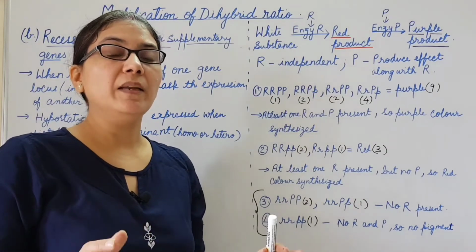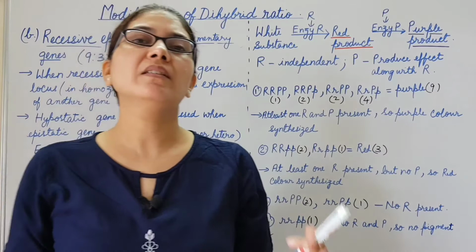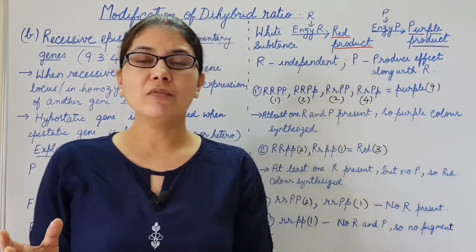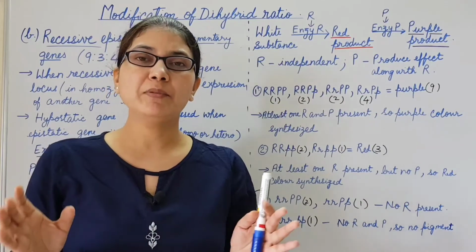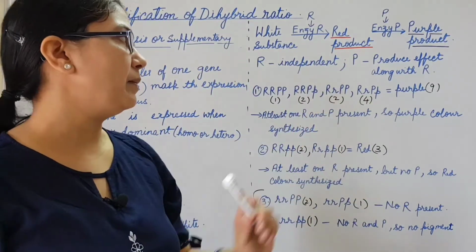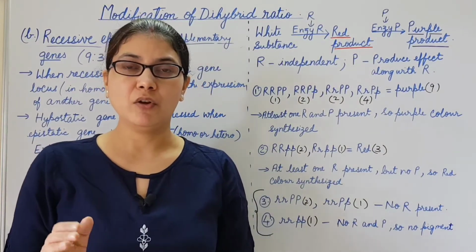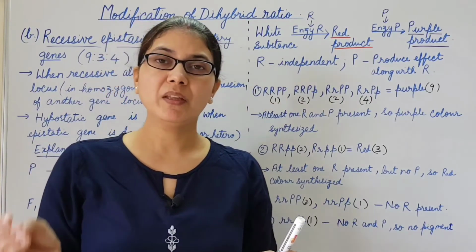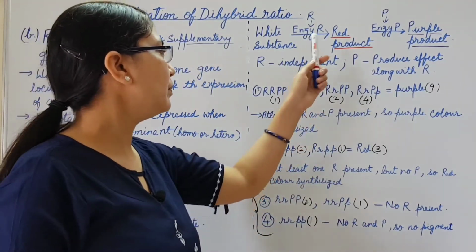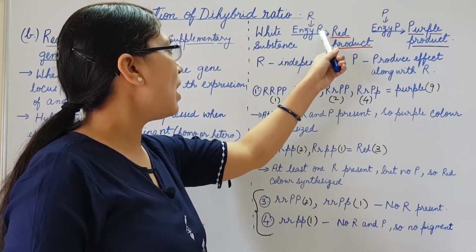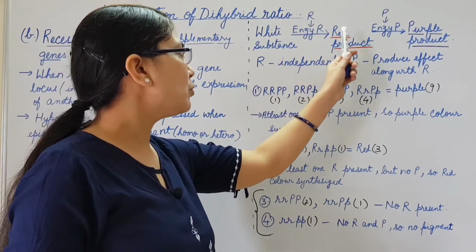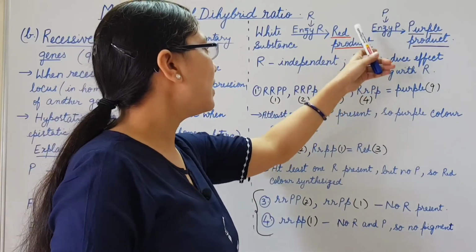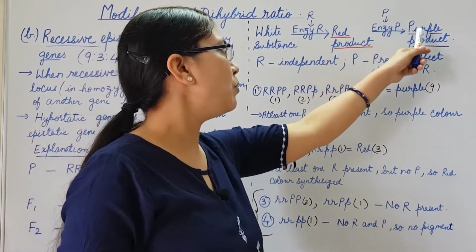So here we can say that this dominant R is independent. That means it expresses itself. It shows its phenotypic expression, that is the red color, either in the presence of the dominant P or in the absence of this dominant P. But P expresses the purple color only in the presence of the dominant R. Because when enzyme R converts the white substance into red product, then this red product acts as the substrate for the functional enzyme P, and this enzyme P then converts this red product into purple product.